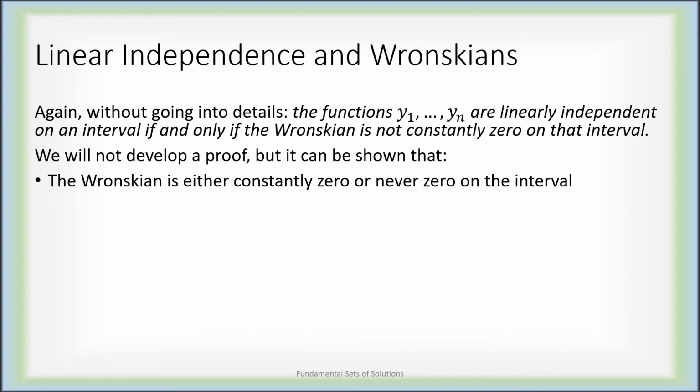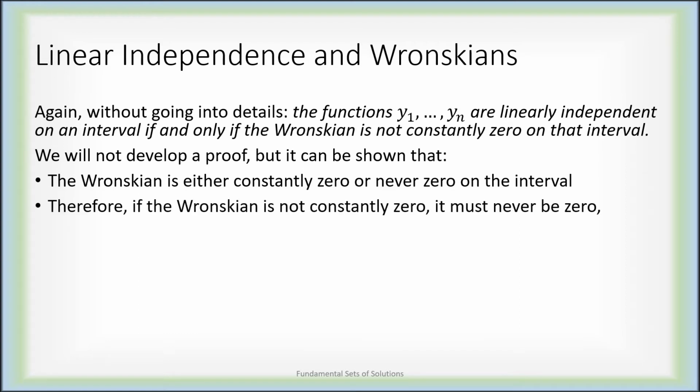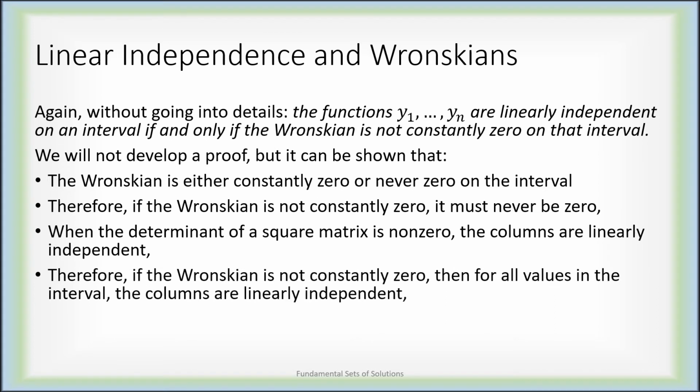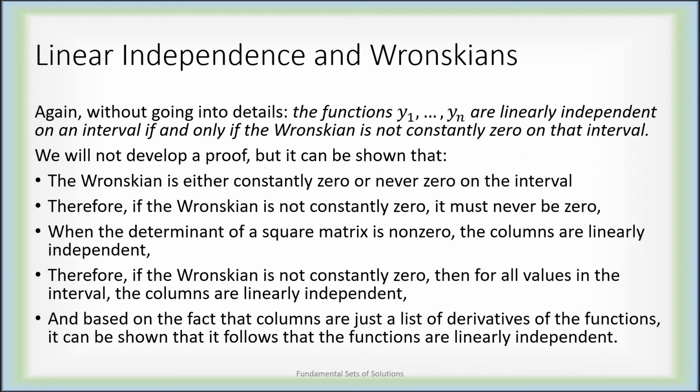The Wronskian is going to be some function. Therefore, if it's not constantly zero, if there is any point on the interval where it's not zero, then it must never be zero. And when the determinant of a square matrix is non-zero, the columns are linearly independent. So if the Wronskian is not constantly zero, then for every value in the interval, the columns of that matrix we formed must be linearly independent. The columns were just lists of derivatives.